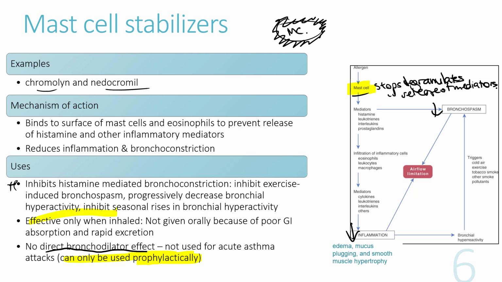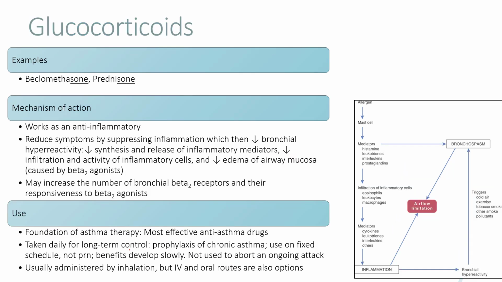It's effective only when inhaled. It's got poor GI absorption and it's rapidly excreted. So again, this is the purpose and the mechanism of action of the mast cell stabilizer. Moving on, we're looking at glucocorticoids, and as I said, glucocorticoids basically inhibit the inflammatory response.